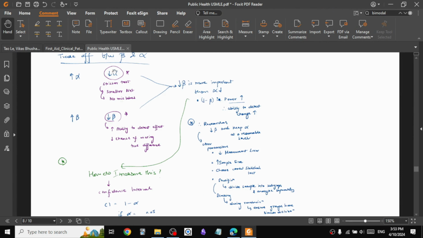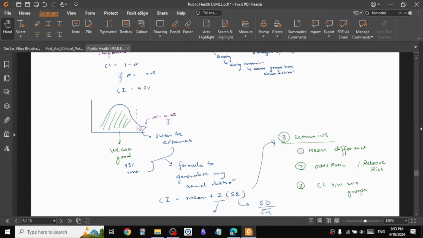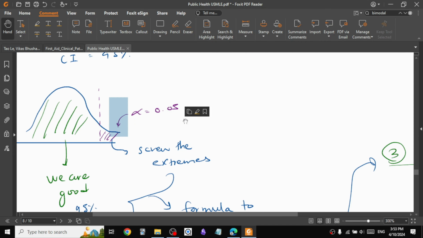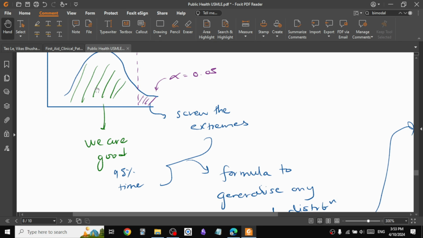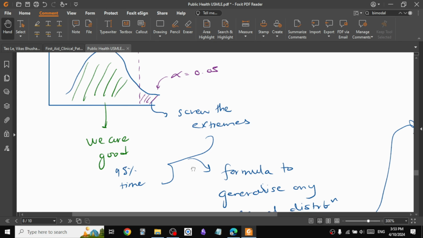So we look at confidence intervals now. This is the alpha level. At alpha level 0.05, I've drawn this line, and this is the extreme value. We don't need this, so forget the extremes. This is the we-are-good curve, right? 95% of the time we are good.